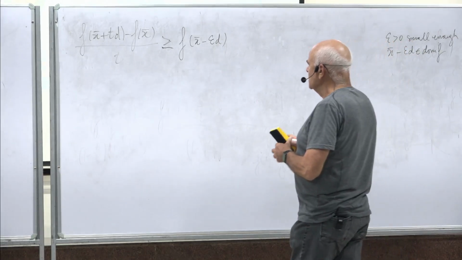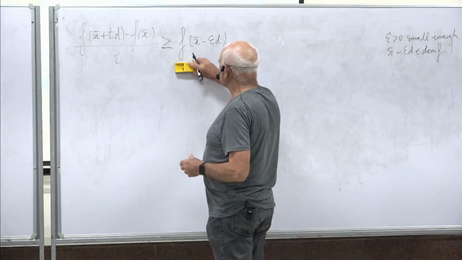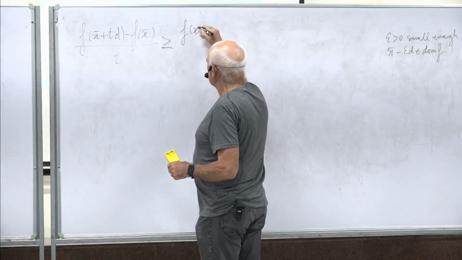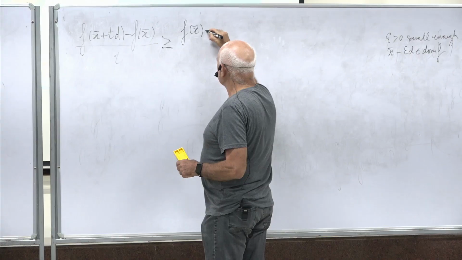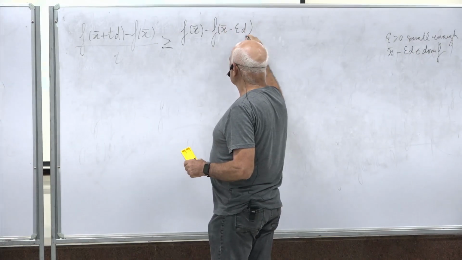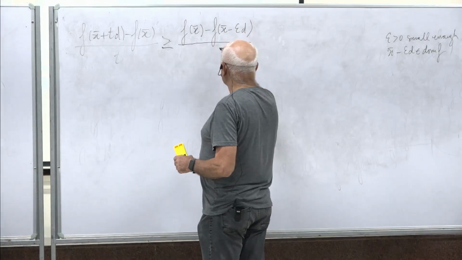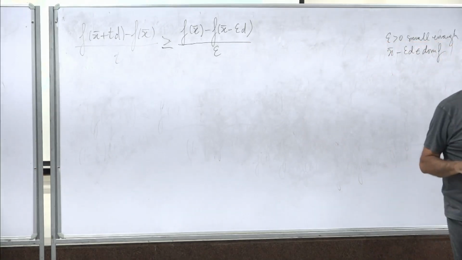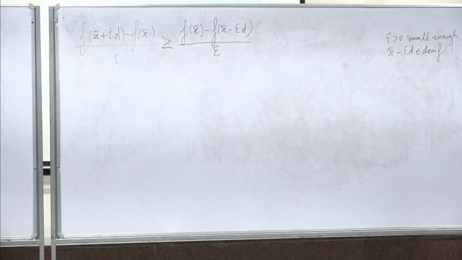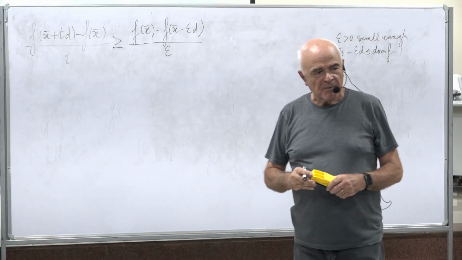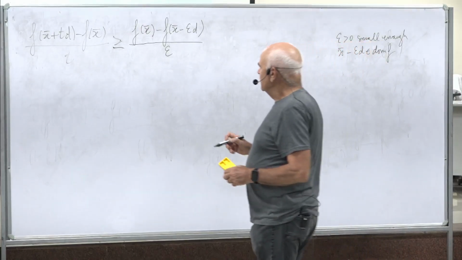No, this is not correct. What is correct is, I think, f of x bar minus f of x bar minus epsilon d divided by epsilon. Something like this should be true. Let us check. If it is not true, I will modify and hopefully in a finite number of steps I will get a correct proof.